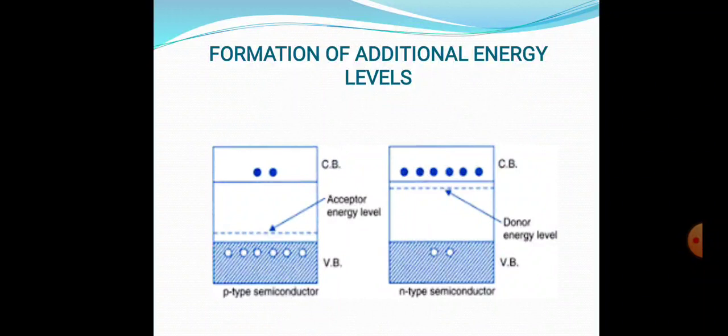Because of these dopings, particularly n-type material and p-type material, they form an additional energy level. So if we add pentavalent impurities, they will form a donor energy level very near to the conduction band. These donor atoms are ready to donate those excess electrons even at low temperature.